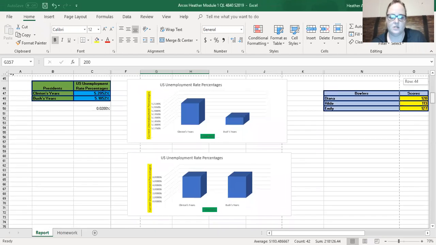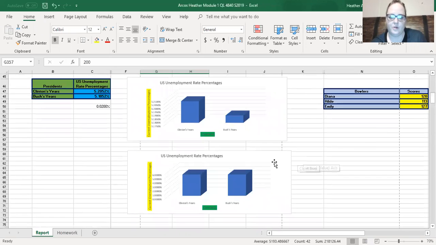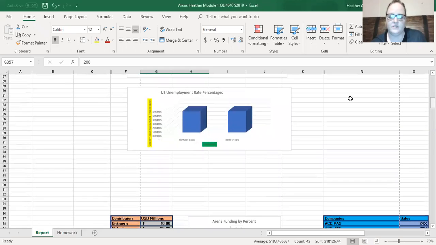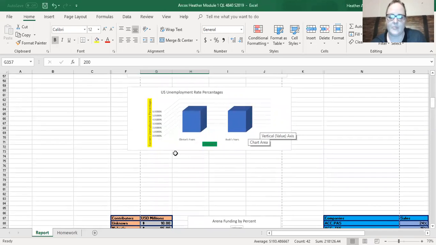What's next? The unemployment rates. On this one, it seems that there's a great difference just because of the values on the side. And then this other chart that I did, it shows that there really isn't much of a difference. It's hardly anything. That's because we changed the values on this side.